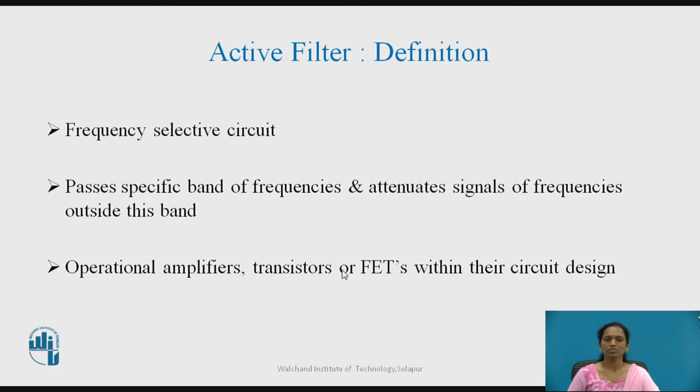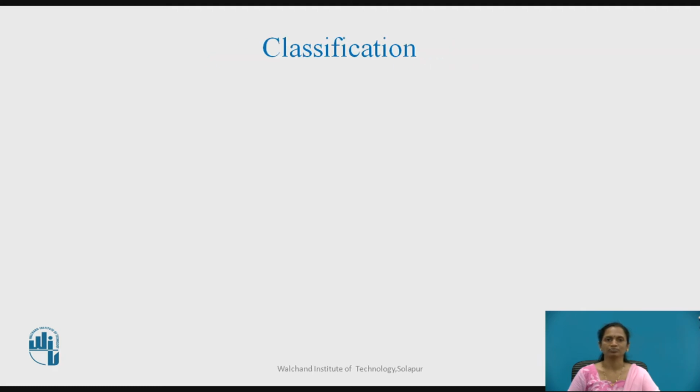When we are using only resistors, capacitors or inductors, in that case we are going to have passive filters. So, we are using an active element here in the design, so it is called an active filter. Now, classification of the filters. Based on the working, based on the type of components used and based on the frequency of operation, there are classifications. First we have analog and digital filters.